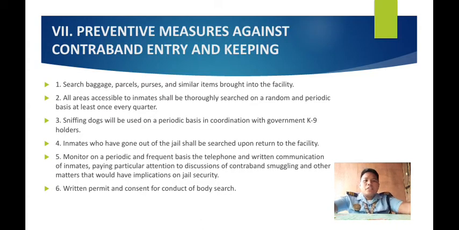7. Preventive measures against contraband entry and keeping. So this is one of the tactics and techniques and strategies of the BJMP, which is acknowledged inside the jail management and penology: to search baggage, parcels, purses, and similar items brought into the facility. All areas accessible to inmates shall be thoroughly searched on a random and periodic basis at least once every quarter.